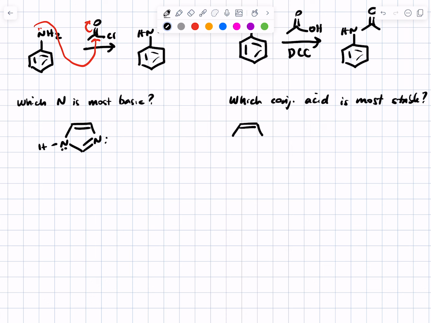So I'm going to draw the two conjugate acids that you can get by protonating either nitrogen. We'll protonate the one on the left to get this conjugate acid, and then we'll draw the conjugate acid where we have protonated on the right.